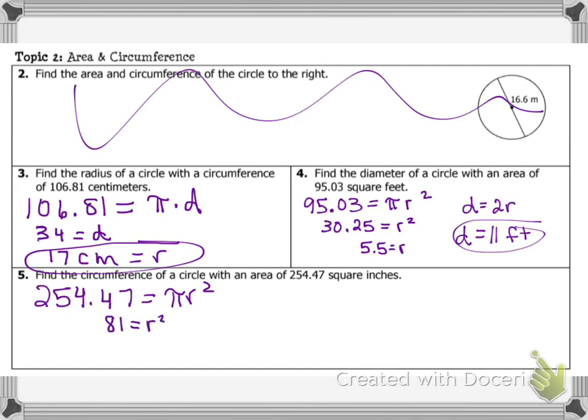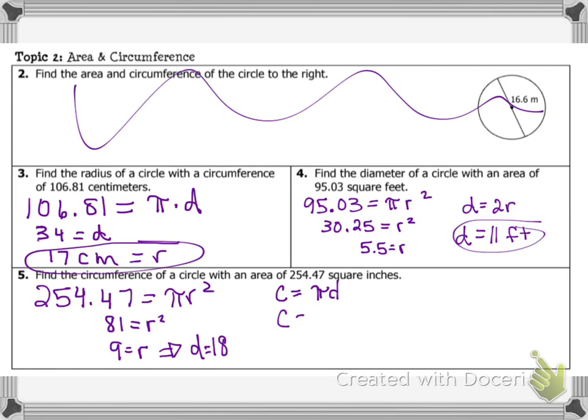So we divided both sides by pi. We got 81 equals r squared. Do the square root of that. 9 equals my radius. But they asked for the circumference. Now, if I need a circumference, I just use pi d. And I have to remember that my diameter is twice my radius. So my diameter here is actually 18.